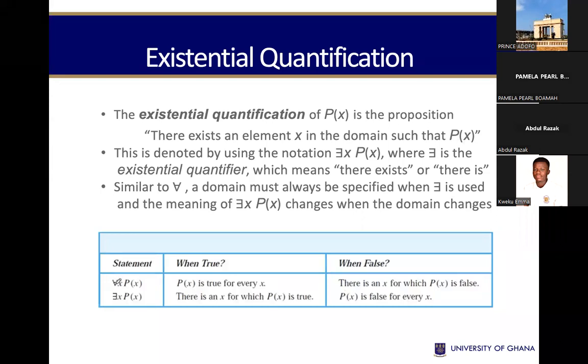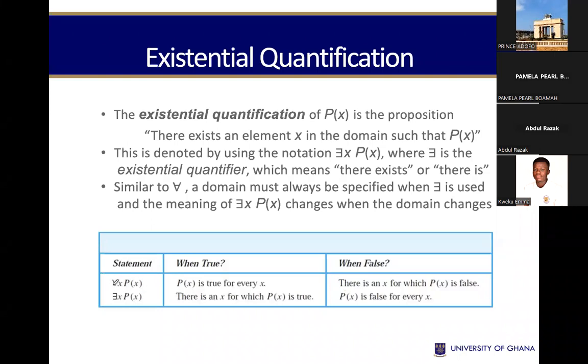Before the comparison, let me read this to you. This is denoted by using the notation there exists x, p of x, where there exists is the existential quantifier, which means there exists or there is. Similar to for all x, a domain must be specified when there exists is used, and the meaning of there exists x, p of x changes when the domain changes. That we don't have an issue with.